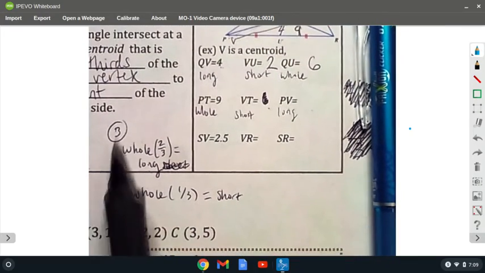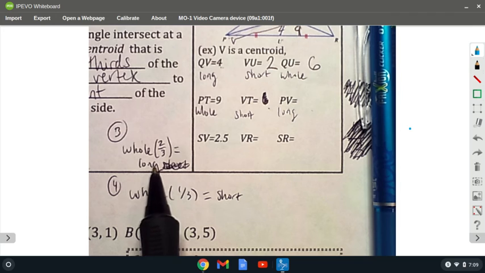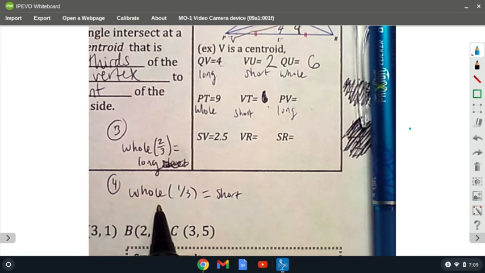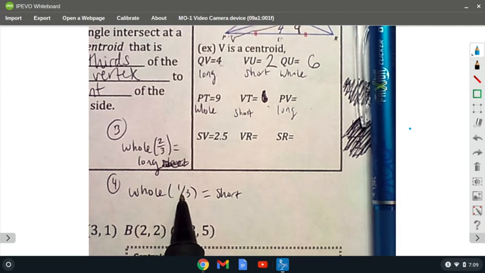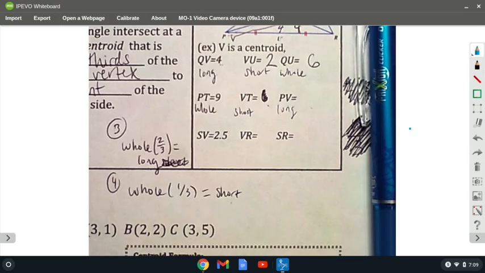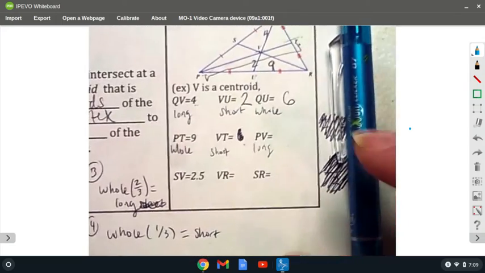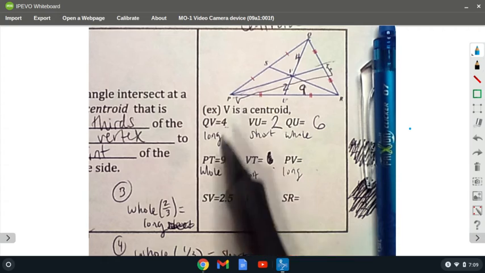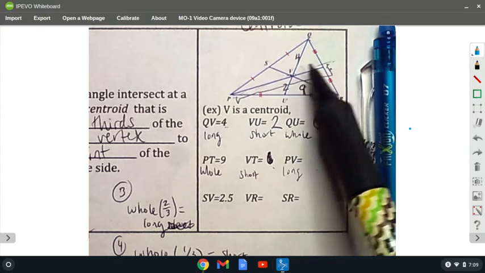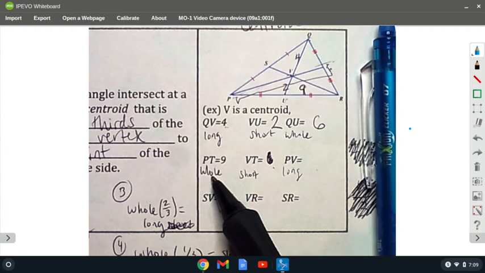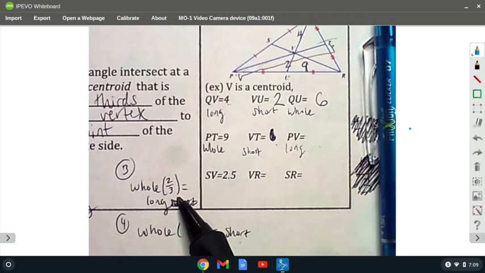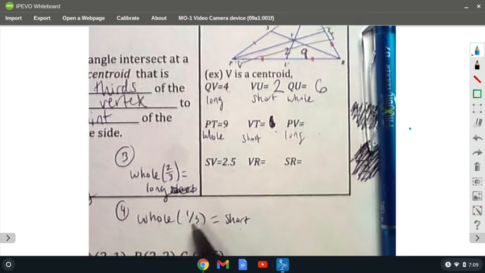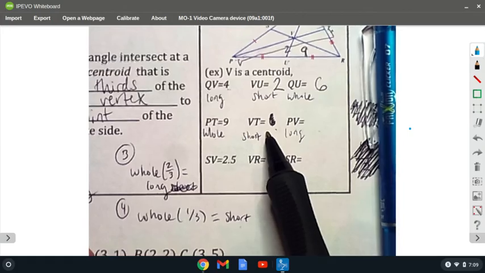I want you to make a quick change here. The whole 2/3 equals the long piece, and add a fourth equation that the whole times the 1/3 should equal the short piece. So now I'm going to take a look at this next one. PT, this whole thing, is equal to 9. So if I multiply that by 2/3, I'll get the long piece. If I multiply it by 1/3, I'll get the short.